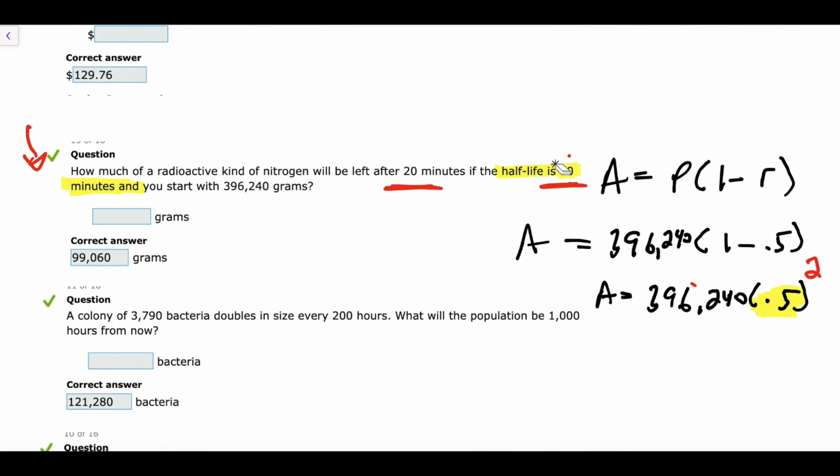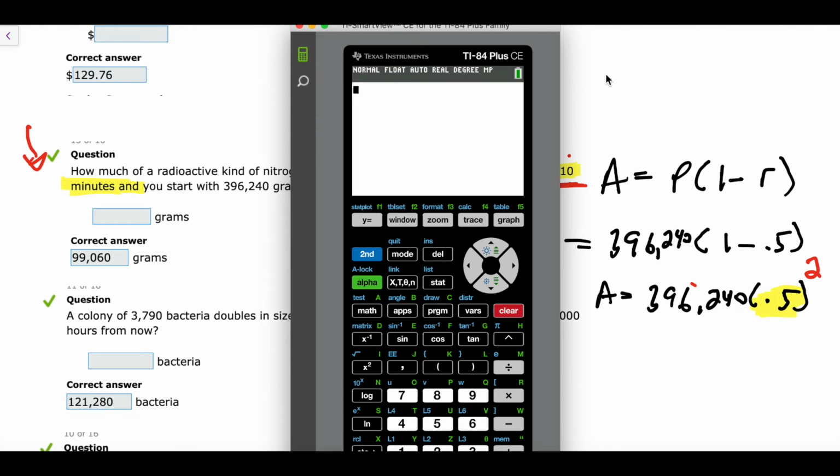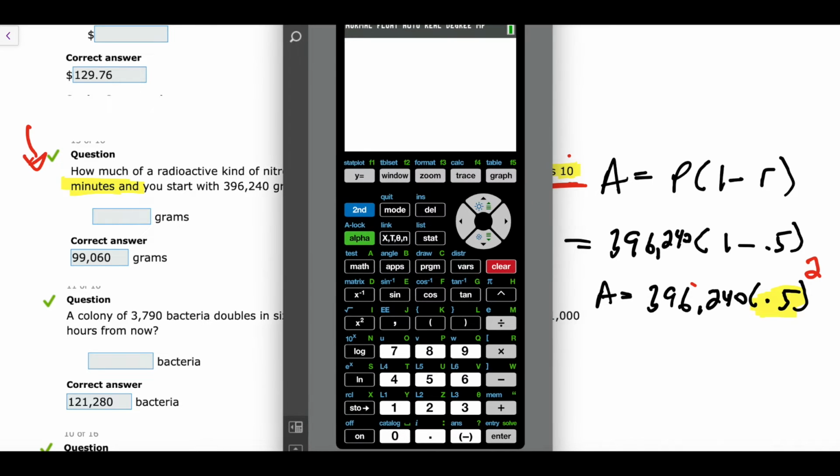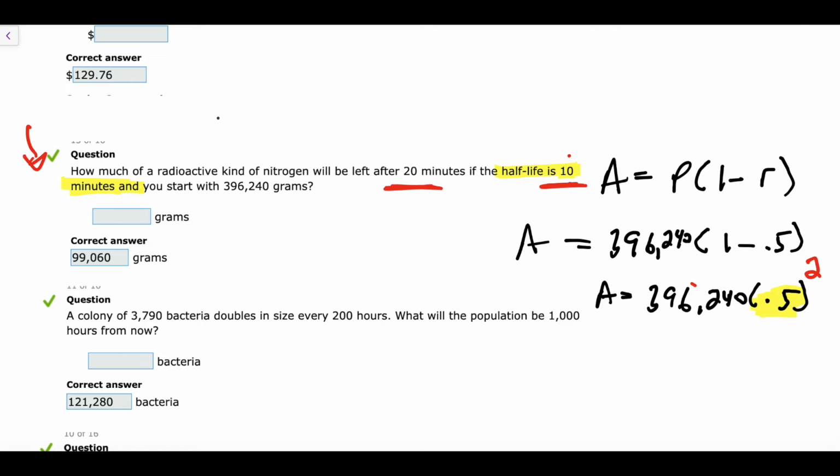All right, so then we punch that out. We've got PEMDAS, we've got your 0.5. 0.5 to the power of 2 times 396,240, and that answer is 98,060, which is right.